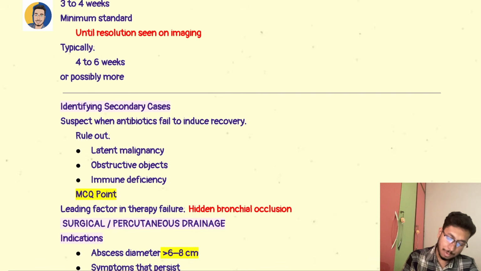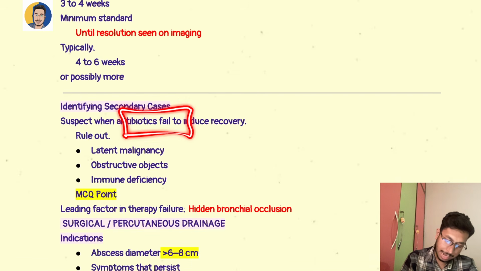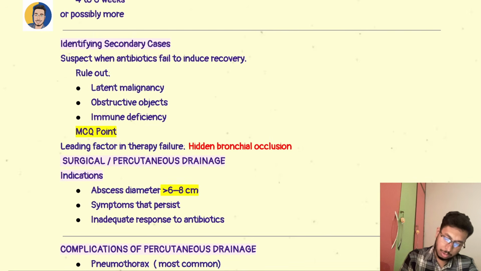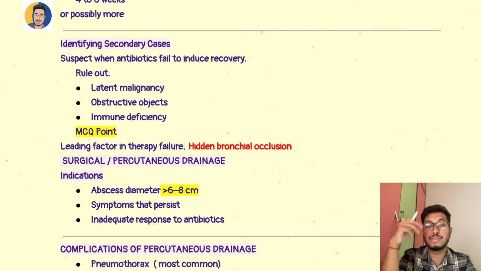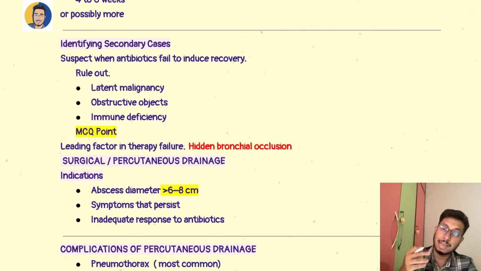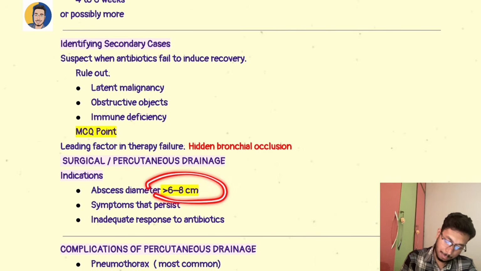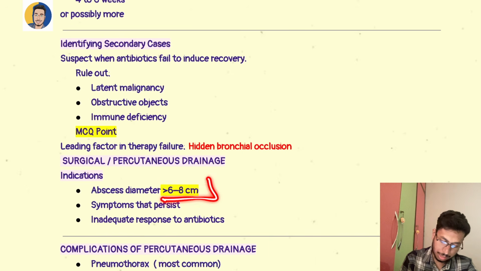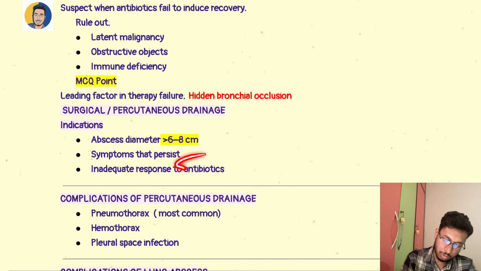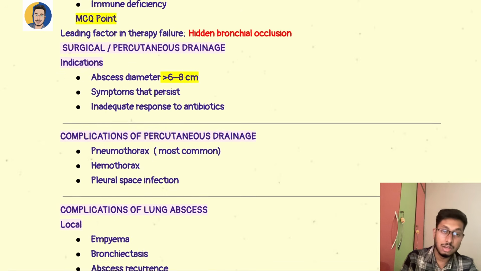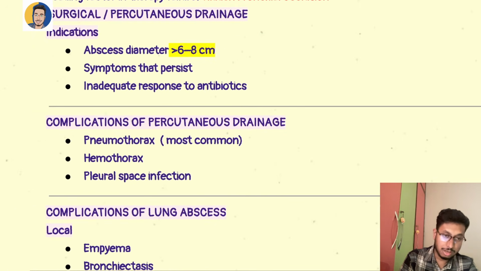So at this point, when antibiotics fail, we need to consider latent malignancy, obstructive object, or immune deficiency. So there can be hidden bronchial occlusion which leads to treatment failure. Sometimes the abscess can be very large, so the drug is not penetrating properly, so there is no response to the drug. At that time, we consider surgical therapy. So for abscess diameter more than 6 to 8 centimeter, or symptoms that persist and indicate poor response to antibiotics, we consider surgical therapy.